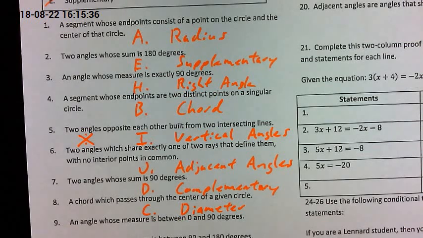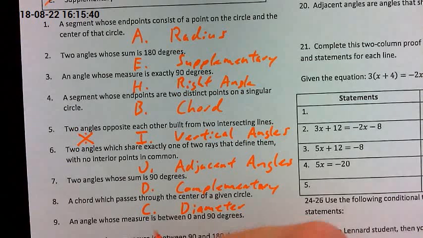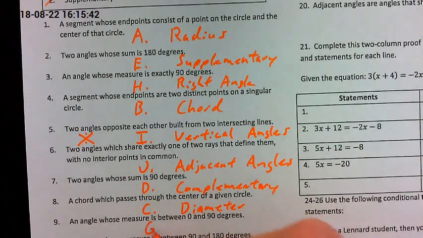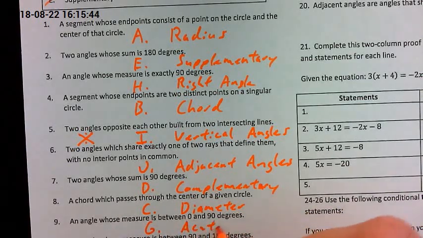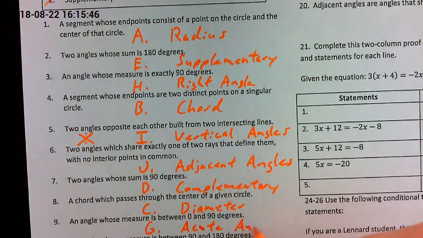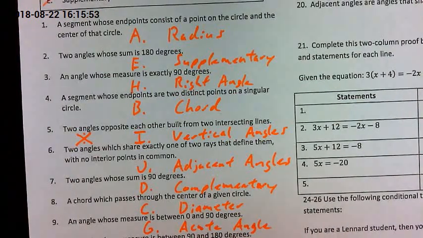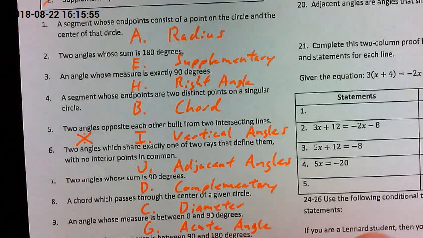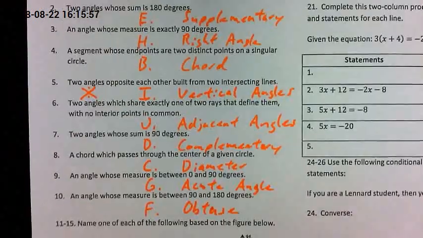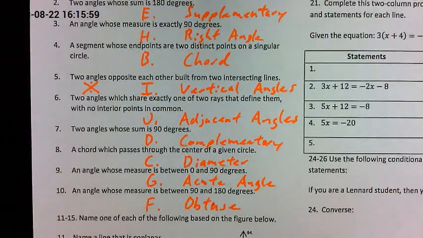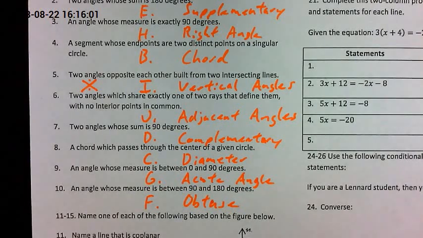Number 9, an angle whose measure is between 0 and 90 degrees. So that's an acute angle, which is G. Acute angle. And then finally, an angle whose measure is between 90 and 180, that would be obtuse, which was F. So that's all the vocab in that section.